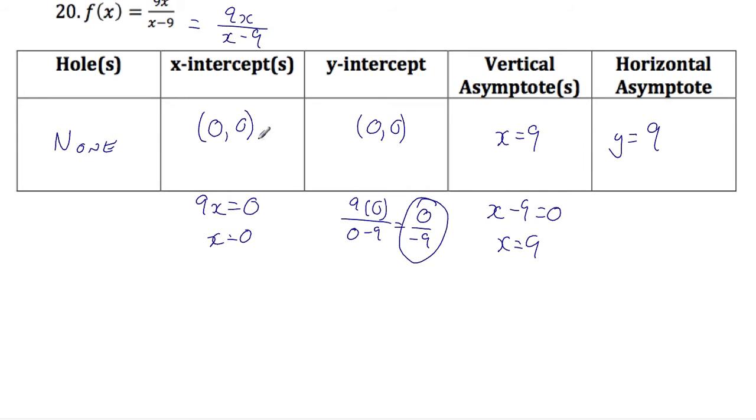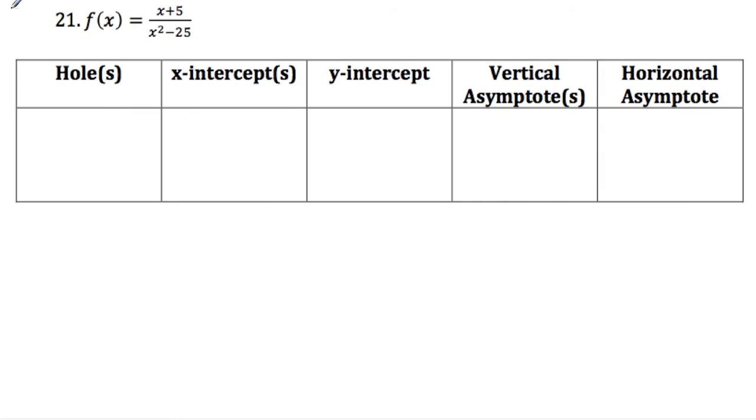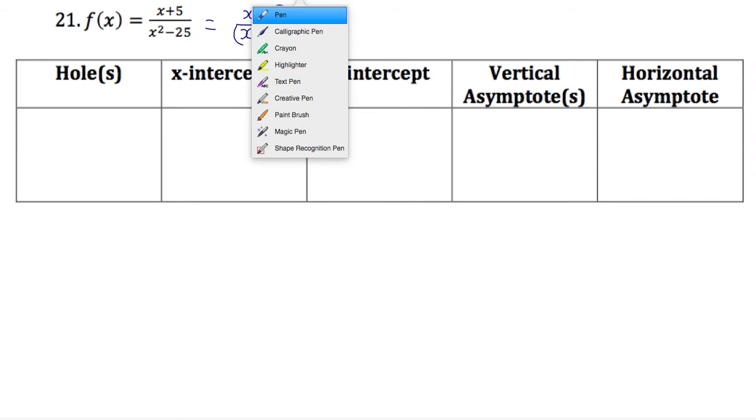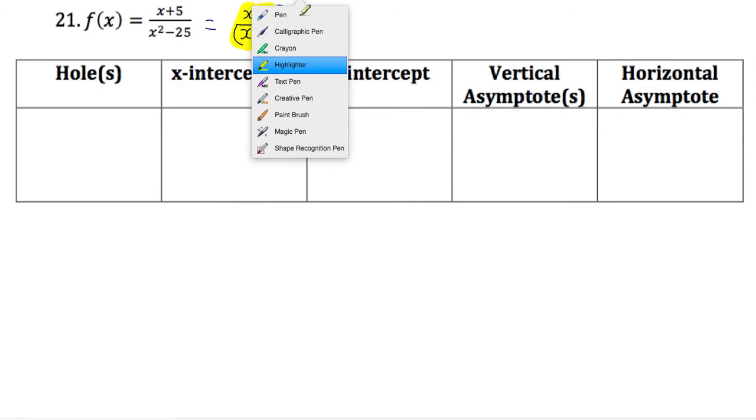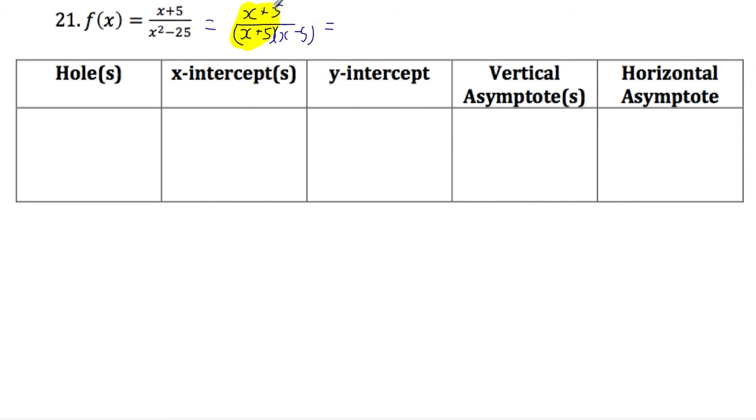All right, pretty straightforward stuff there. With this one, there is some factoring involved, so I'm going to factor this right off the bat: x plus 5 times x minus 5. Let's highlight this. Here we get these two common factors, so we can reduce them. X plus 5 over x plus 5 reduces to 1, and we're left with x minus 5 in the denominator.